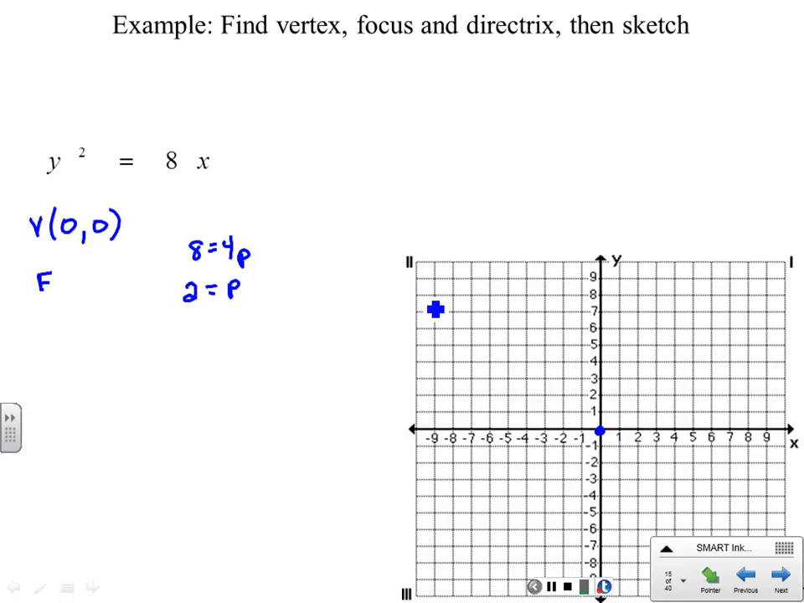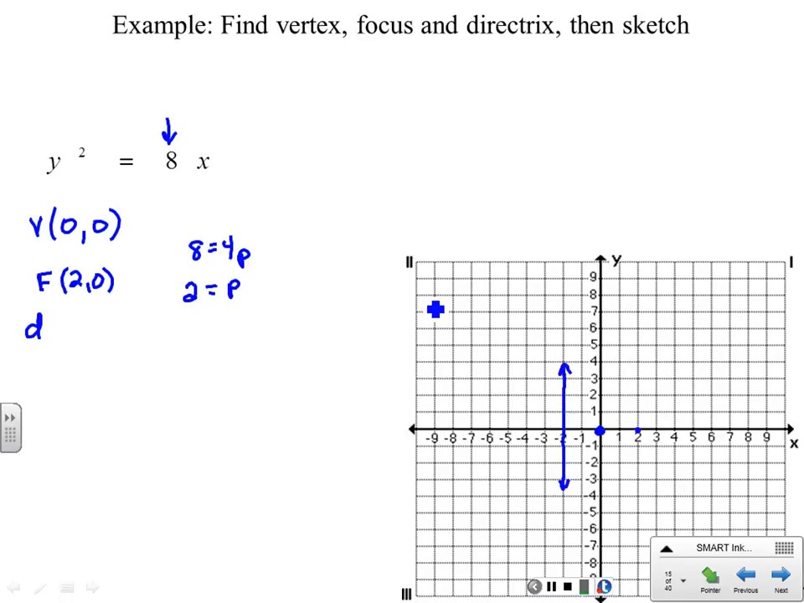Now, is this thing going to open right or left? Right, because it's positive. It's going to go to the right because 8 is positive. So for my p, for the focus, am I going to go to the right or to the left? You're going to go to the right. Why? Because think, if this parabola opens to the right, the focus has got to be on the inside, so you got to go to the right to get the focus on the inside. So your focus is going to be what? 2, 0. The directrix, 2 units to the left, it's here.